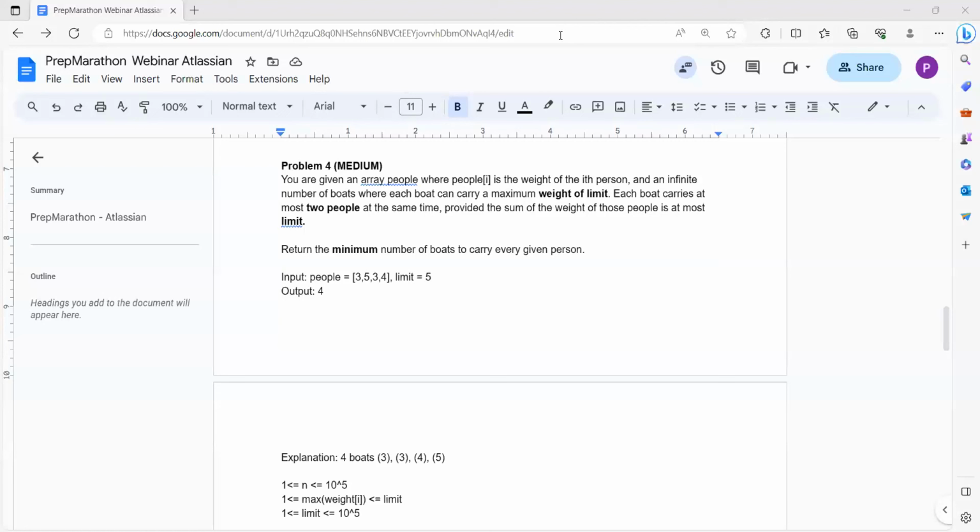Many guys are very close. I got some answers which are very close. They are missing some edge cases. Okay. Great, Vinay. Vinay also got it correct. Okay. So now I am explaining what we have to do.